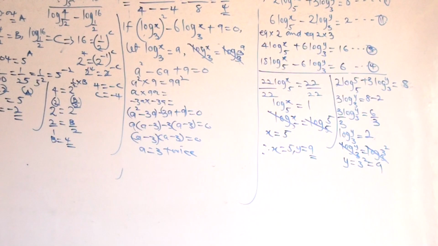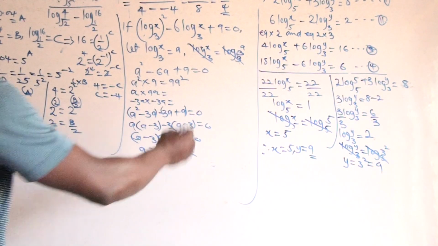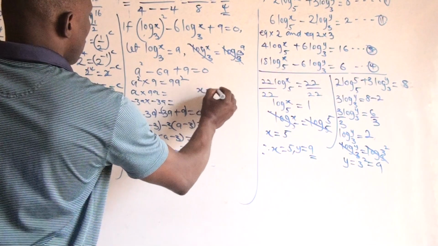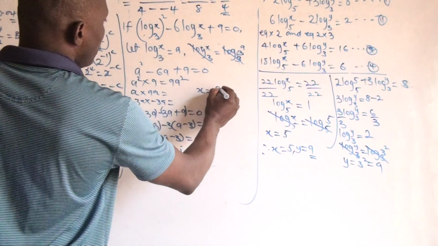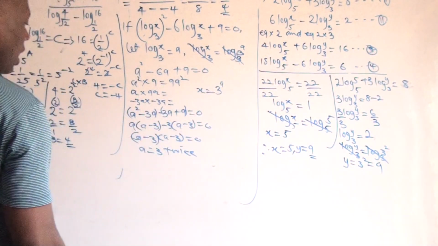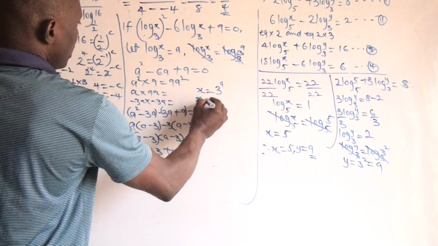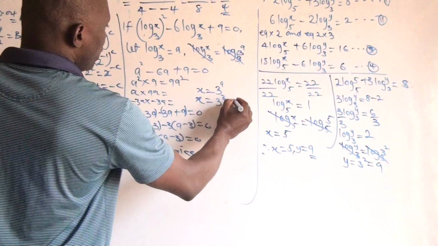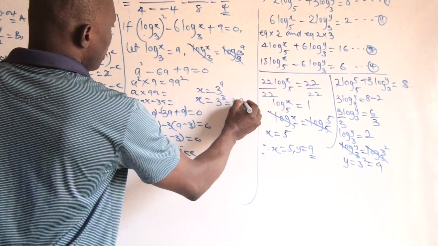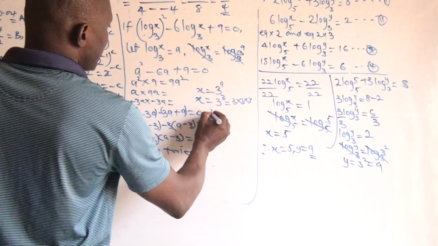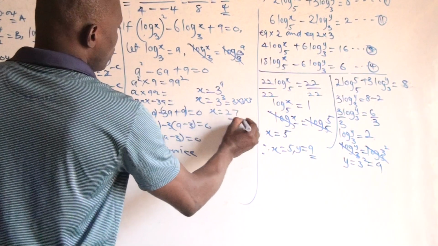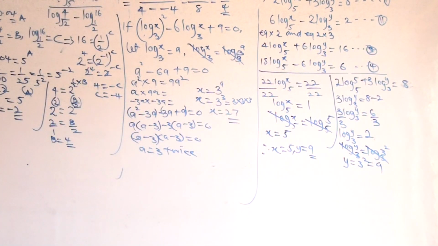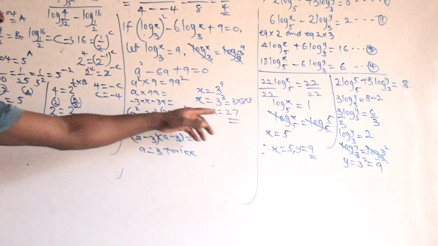So for us to obtain the value of x, because we have already said that x is equal to 3 raised to power a, and we saw that a is 3, this is 3 raised to power 3, and that will give us 3 times 3 times 3. So that x is equal to 27. So that is for this question. Our answer here is 27.